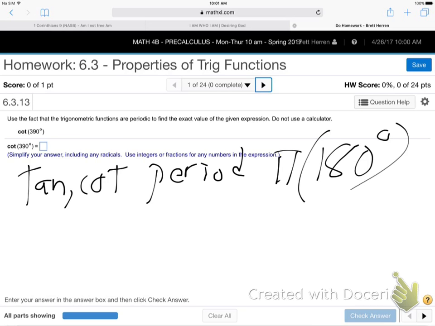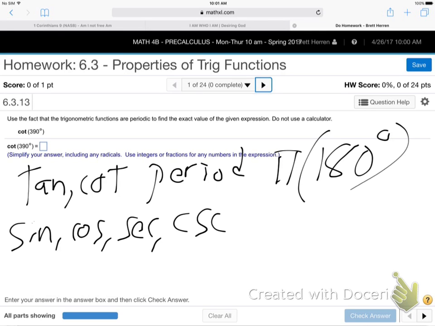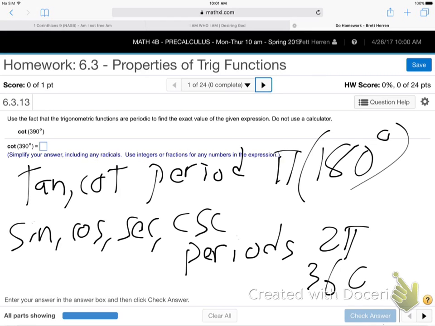And how about the other ones? The other four? 2 pi. Sine, cosine, and secant and cosecant. Their periods are 2 pi or 360. All right, so what does that mean?